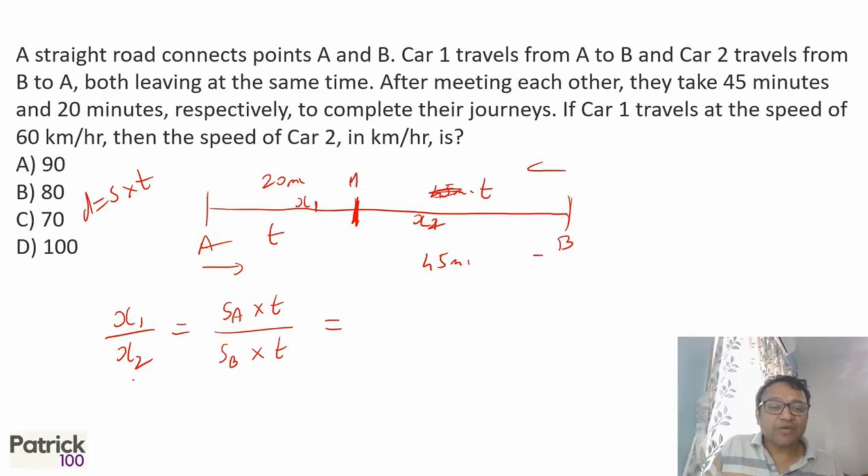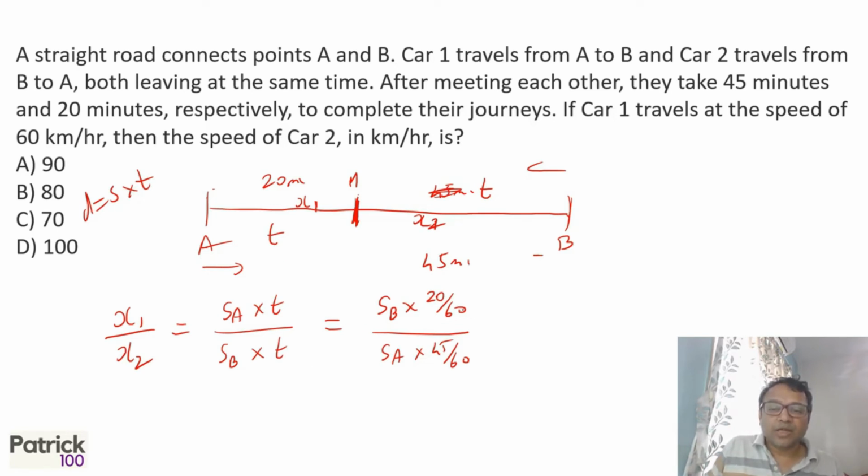For the second, the ratio of distance is the same, x1 upon x2. Now x1: B travels in 20 minutes at the speed of SB, so SB at the time of 20 minutes, that is 20 upon 60 hours. And x2: A travels at the speed of SA and the time is 45 upon 60 hours, because distance is speed into time.